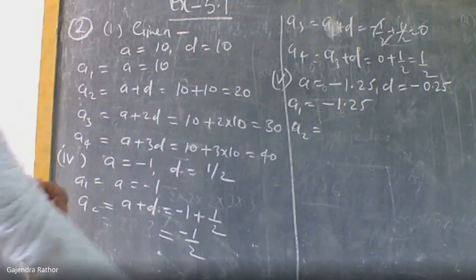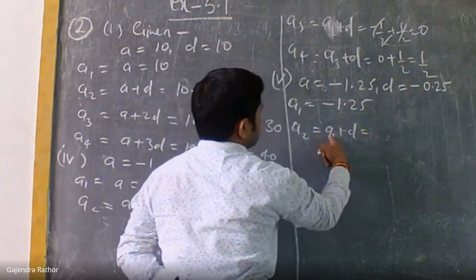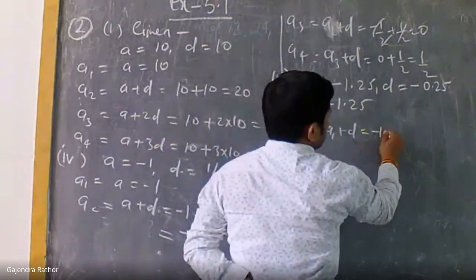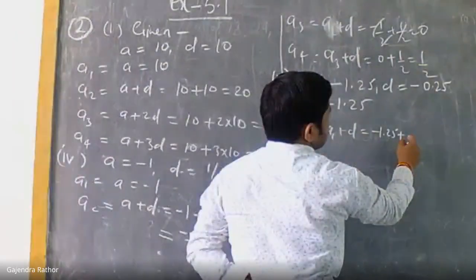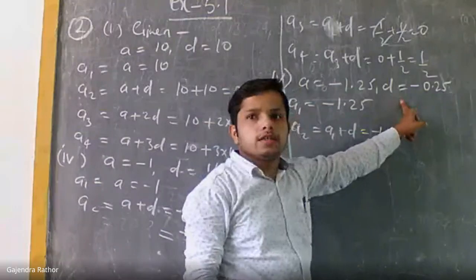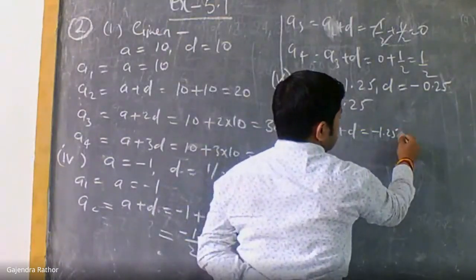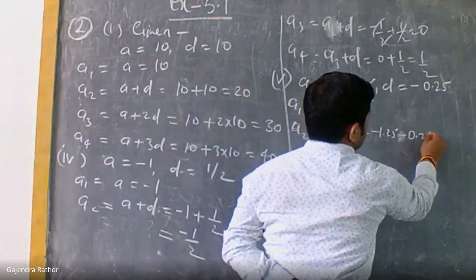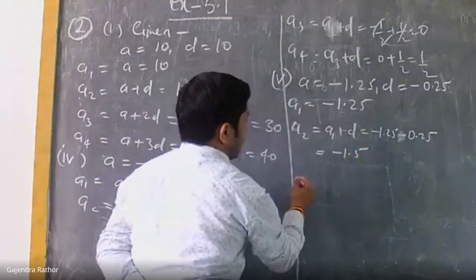Now let's see. A2 is equal to A1 plus D. What is A1? Minus 1.25 plus, and the common difference is also negative. So plus into minus is minus. So this is also minus 0.25, which is equal to minus 1.5.